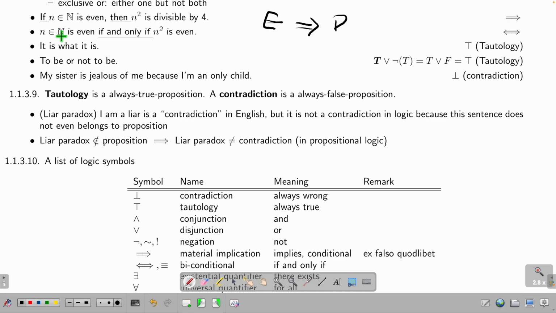Okay? And then the second line, this is called if and only if. What does it mean? n is even if and only if n squared is even. So the first one is n is even, I call it E. The second is n squared is even. Let me call it E2, okay? So if and only if, that means this is the if. Only if is the opposite. So that means I have this. So what? If and only if is this thing, and this thing. Okay?